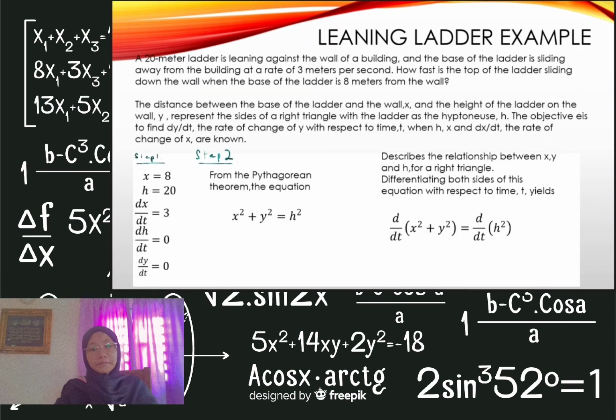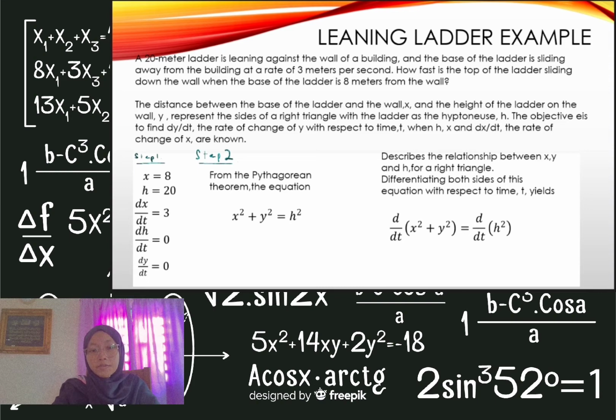Leaning ladder example. A 20-meter ladder is leaning against the wall of a building and the base of the ladder is sliding away from the building at a rate of 3 meters per second. How fast is the top of the ladder sliding down the wall when the base of the ladder is 8 meters from the wall?